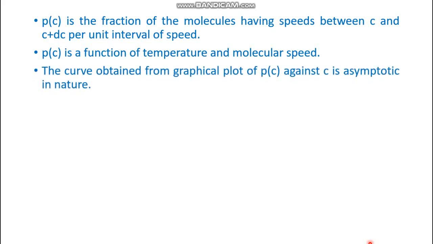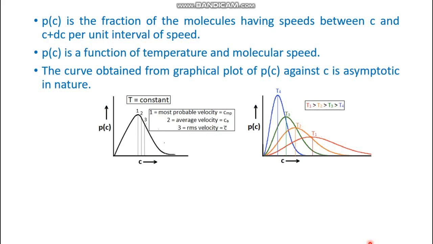The curve obtained from the graphical plot of Pc against c is the probability distribution curve, and this is asymptotic in nature. And this is the curve here, steep uprising, then down falling in a little less steep way. Here at this point number 1, the most number of molecules have some velocity, and this is definitely not equal to the average velocity. The position of average velocity is here, number 2. And what about the RMS velocity? It is much further to the right, here.